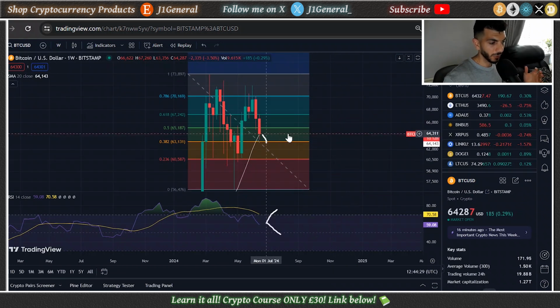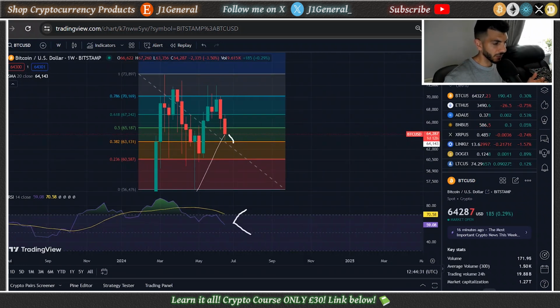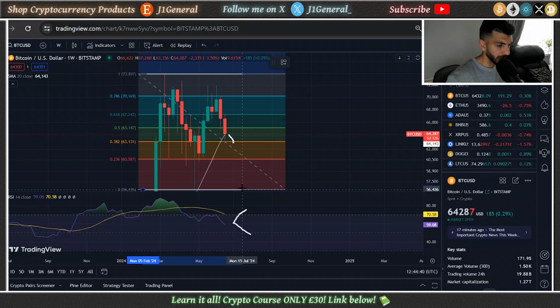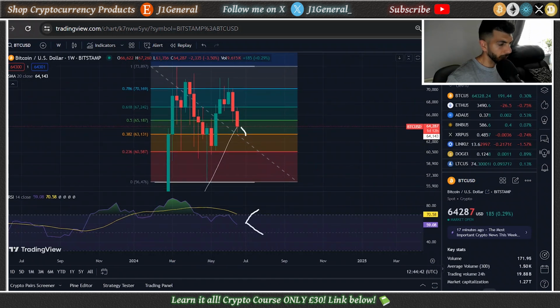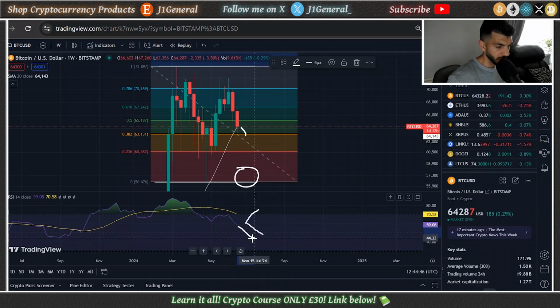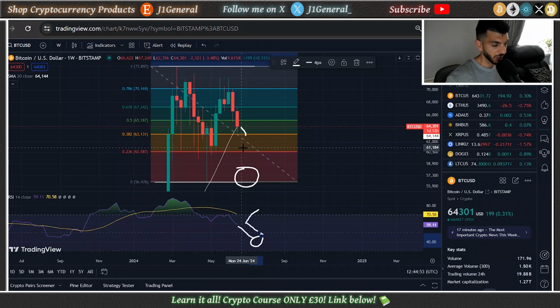So far, Bitcoin is in the middle of this channel. We're marking out this channel. Bitcoin is in the middle of it, right? So it's very hard to make a prediction, because if Bitcoin was at the lower end of this channel right here, and the RSI is all the way down here, and then you have liquidations cleared out, then you can make a more educated guess to say, okay, there's more probability of Bitcoin going to the upside.